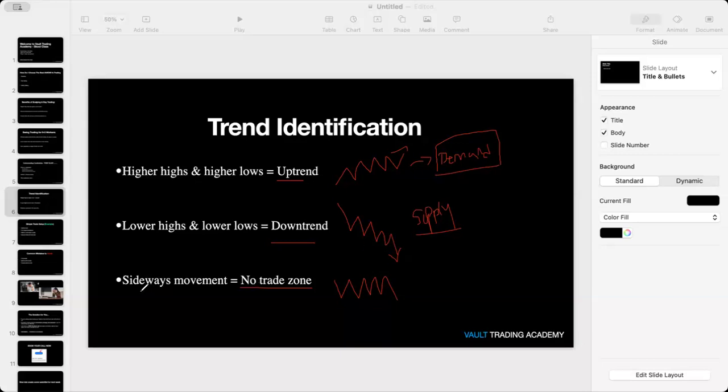So now in the sideways movement, who here has lost so much money in the sideways movement?